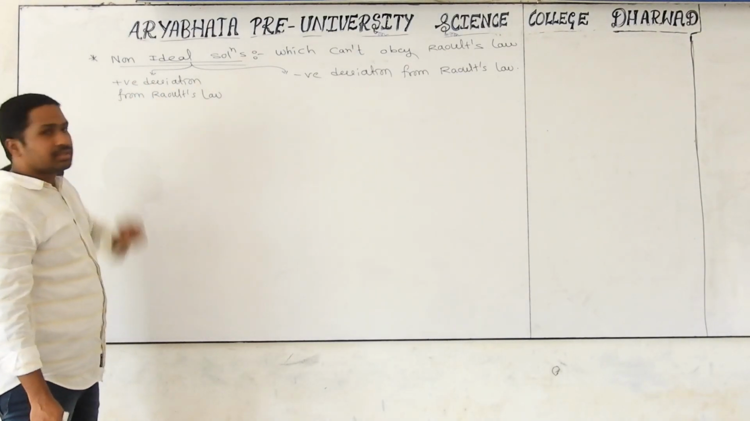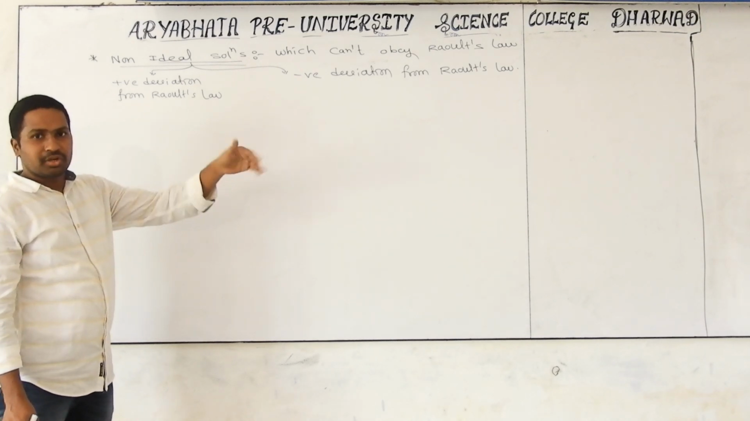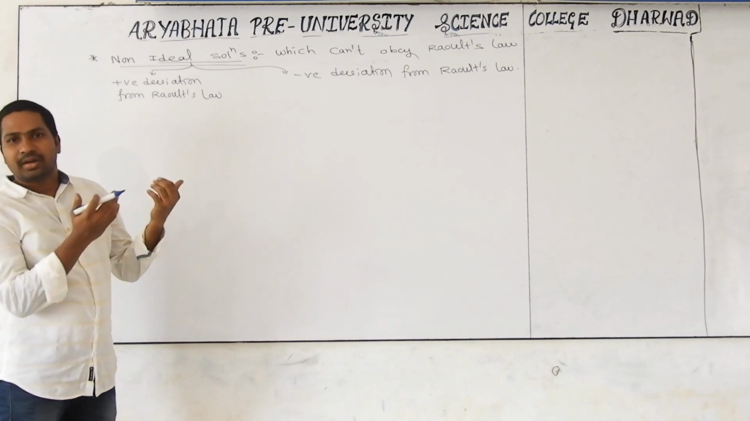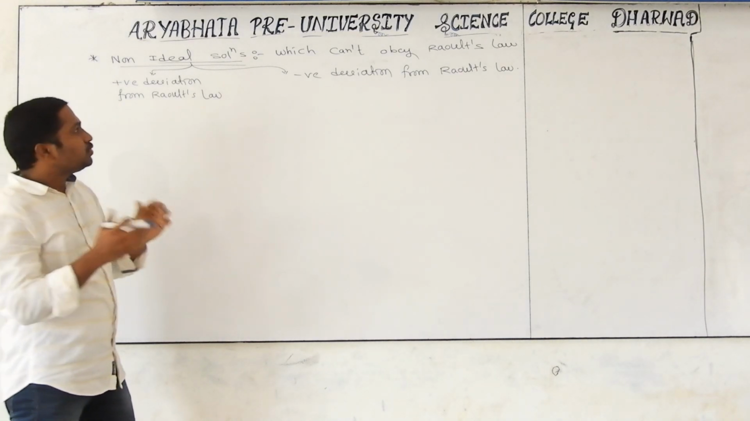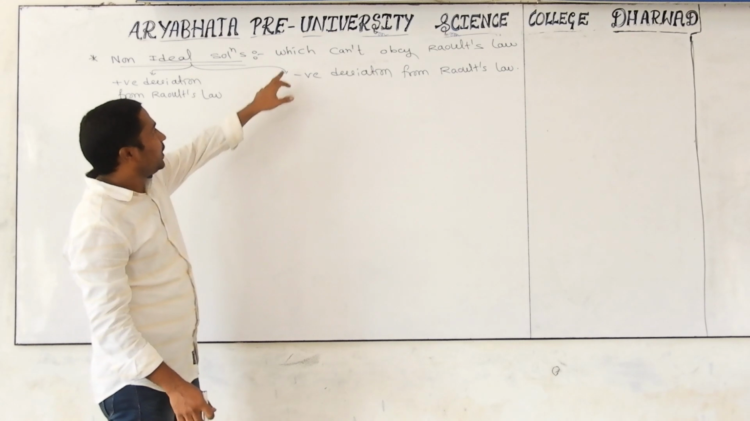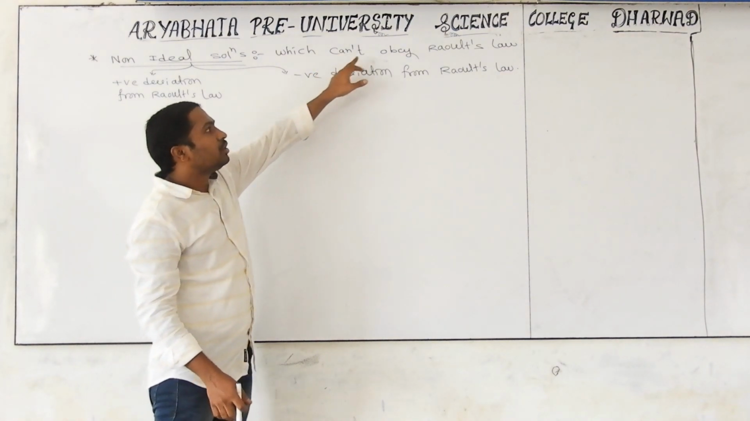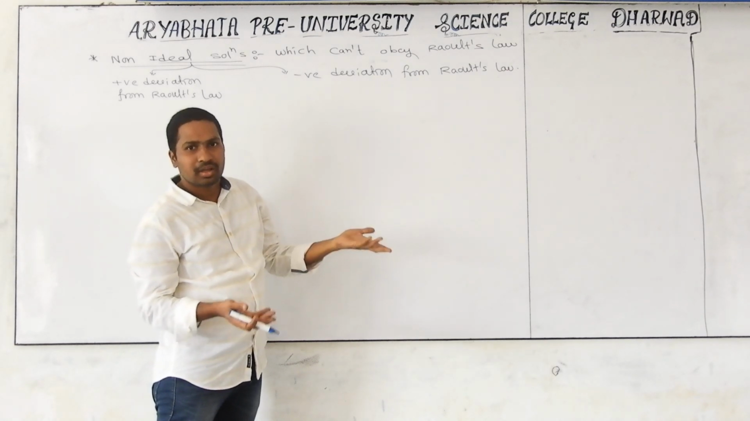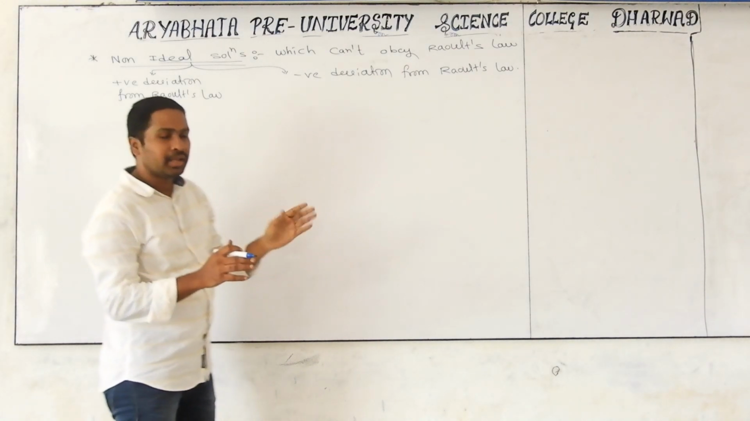Okay, we just completed ideal solutions, and now we are discussing non-ideal solutions. Whatever solutions we have are all non-ideal solutions only. What is the meaning of a non-ideal solution? A solution which cannot obey Raoult's law. Which obeys Raoult's law? Ideal. Which cannot obey Raoult's law is called a non-ideal solution.